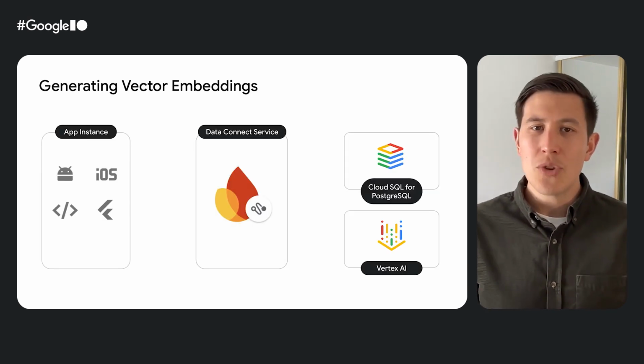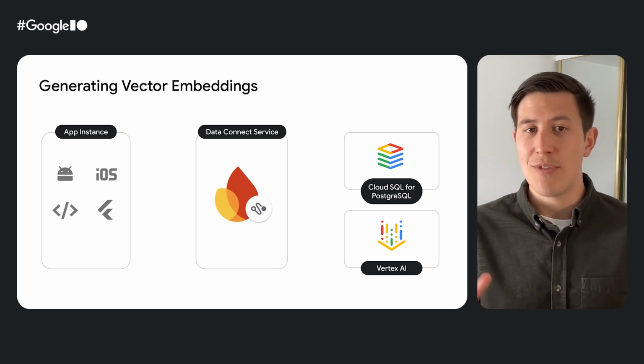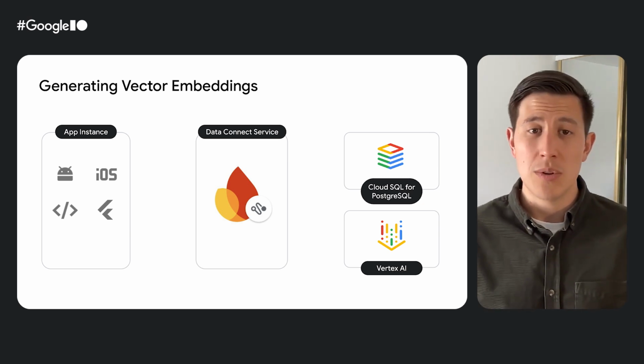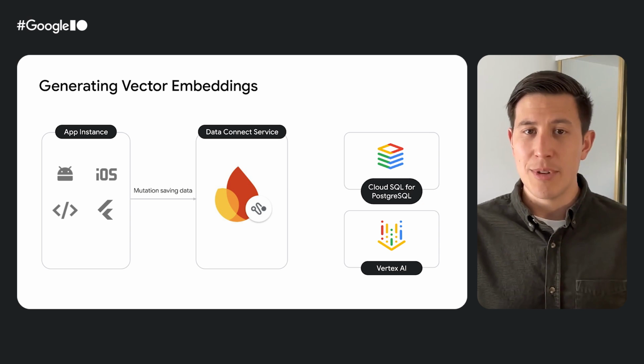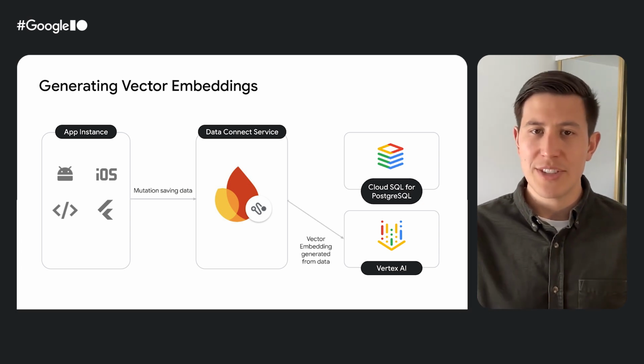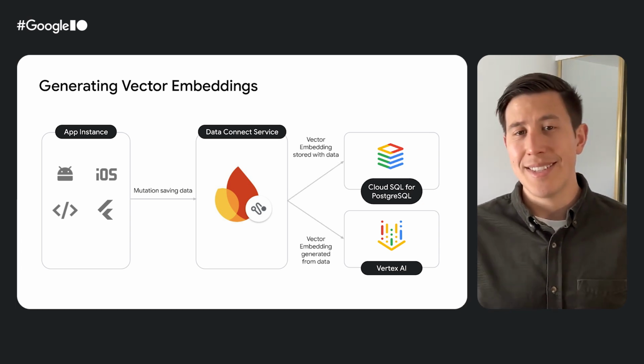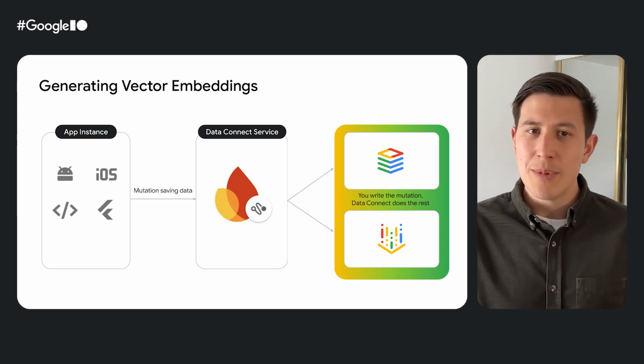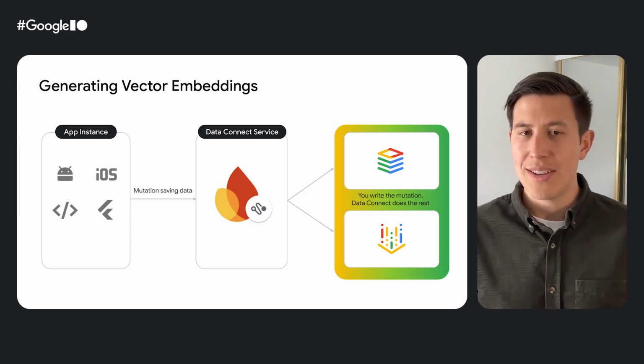Data Connect makes it really easy to create these vector embeddings with Vertex AI and store them in Cloud SQL. With a single line in a mutation, Data Connect will generate the vector embedding and write the data into Data Connect. You write the mutation, and Data Connect handles the rest.